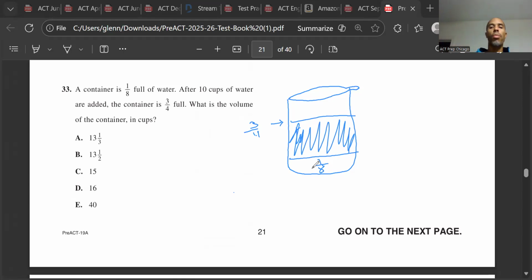Okay, but 3/4 is from here all the way to the bottom, not to where the 1/8 started. So I want to know what fraction was added. I know 10 cups was added, but what fraction is that? So I have to do 3/4 minus 1/8 because that's going to get me this gap here, right? So when I do 3/4 minus 1/8, which is actually 6/8 minus 1/8, I get... whoops, not 2/4, 2/8.